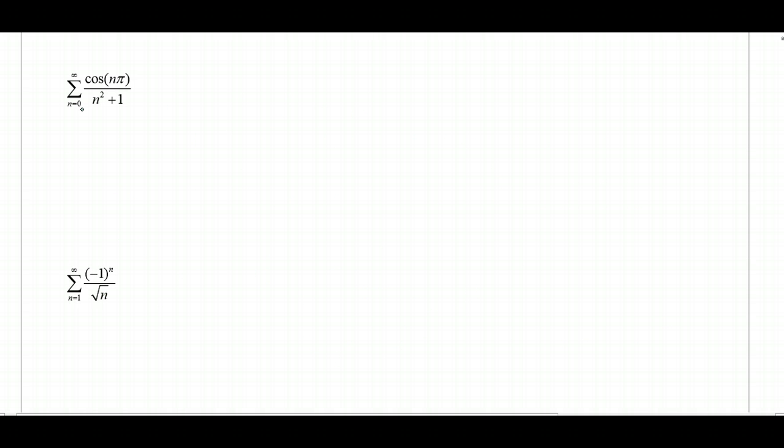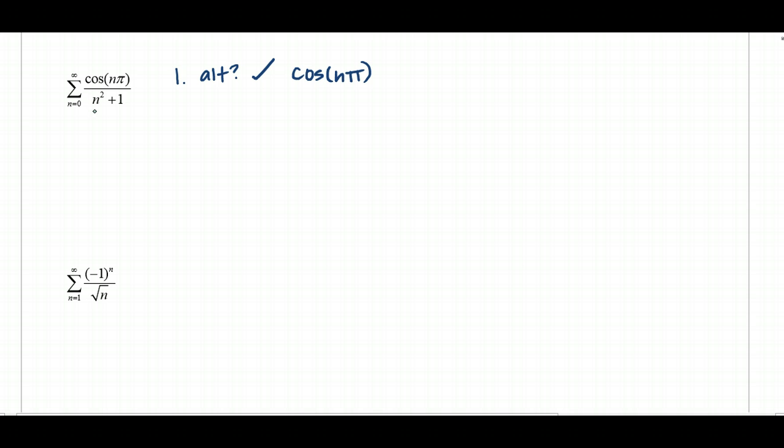So now we have the sum of n equals 0 to infinity of cosine of n pi over n squared plus 1. In a previous example, we found that cosine n pi is going to make our terms alternate. So part 1, is this an alternating series? Yes, it is, because the cosine n pi part is going to make the numerator alternate in sign.